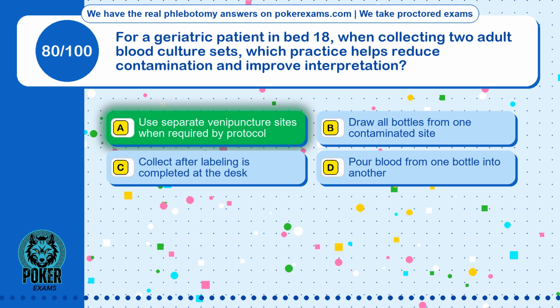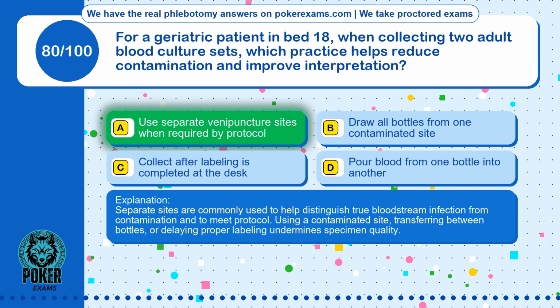The correct answer is option A. Use separate venipuncture sites when required by protocol. Separate sites are commonly used to help distinguish true bloodstream infection from contamination and to meet protocol. Using a contaminated site, transferring between bottles, or delaying proper labeling undermines specimen quality.